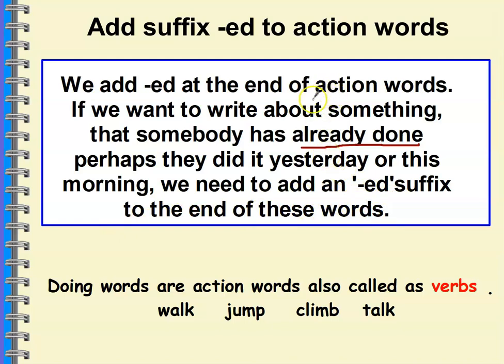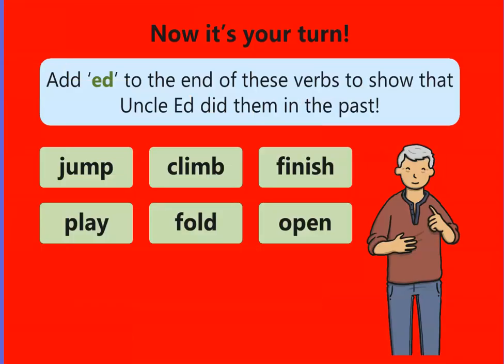Again, we read about action words here. And what are the action words? Action words are the doing words, and we also call them verbs. Okay, so if we add ed at the end of the verbs, we show that the action is already done. Some examples of verbs are walk, jump, climb, talk. Let's see this. Now it's your turn, my dear children.